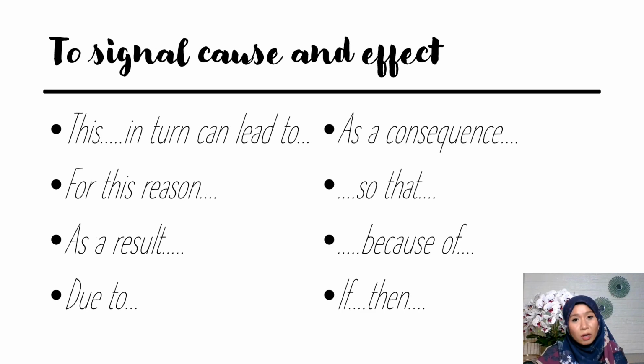Next, to signal cause and effect. Signaling cause and effect is also important, and you are noting that you have your ideas, your supporting ideas and elaboration here. So what you can say is, this in turn can lead to, for this reason, as a result, due to, as a consequence, so that, because of, if, then.